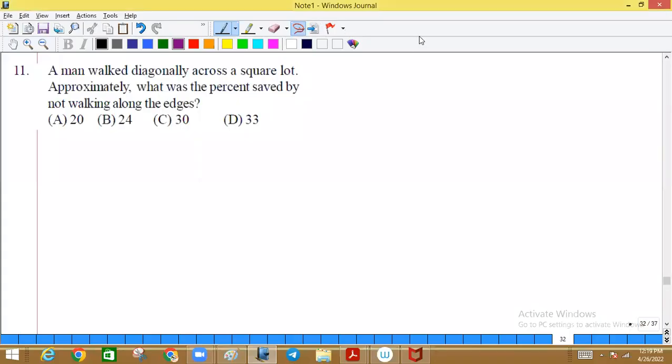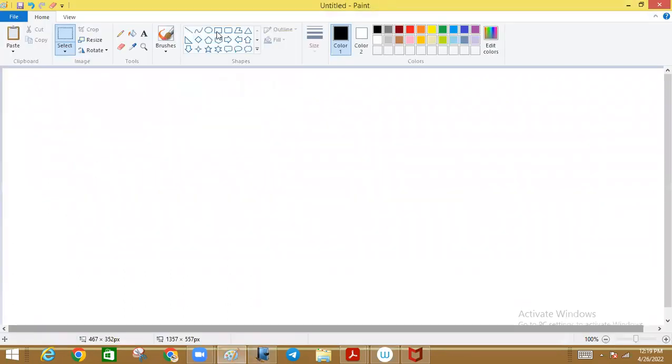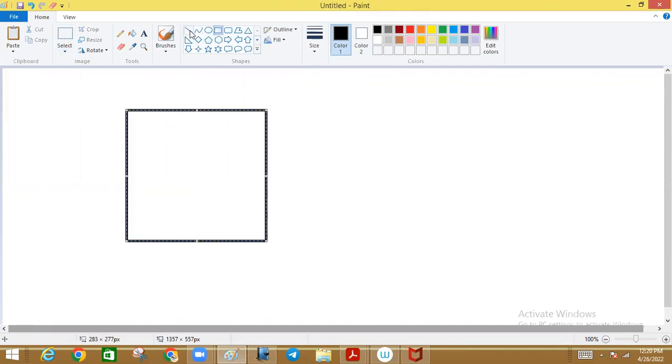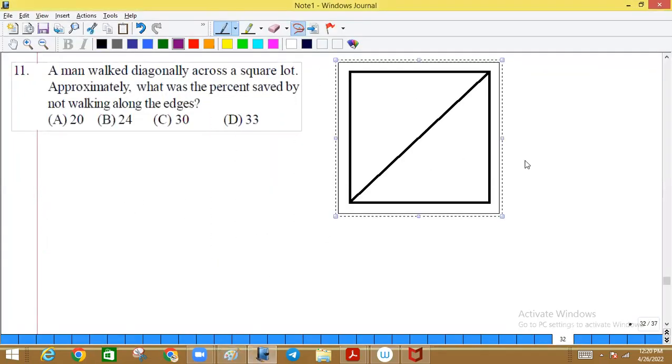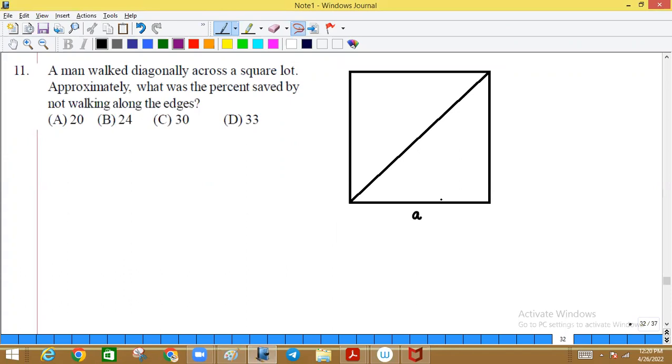A man walked diagonally across a square lot. Approximately what was the percent saved by not walking along the edges? I'll take a square. I'll also take the diagonal of the square. If the side length is a, anyone tell me what is the diagonal of a square? It is root 2 a, right?